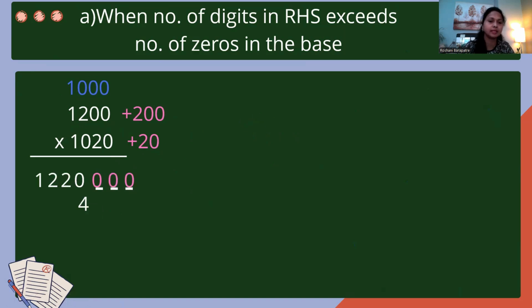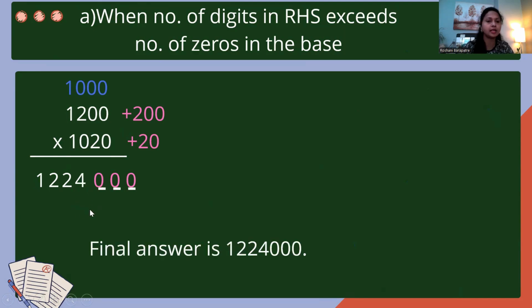Okay. And then the cross answer. 1200 plus 20 is 1220. We need to add this carryover. Okay. So our final answer is this one. See how quickly we can get the answer for this kind of multiplication.